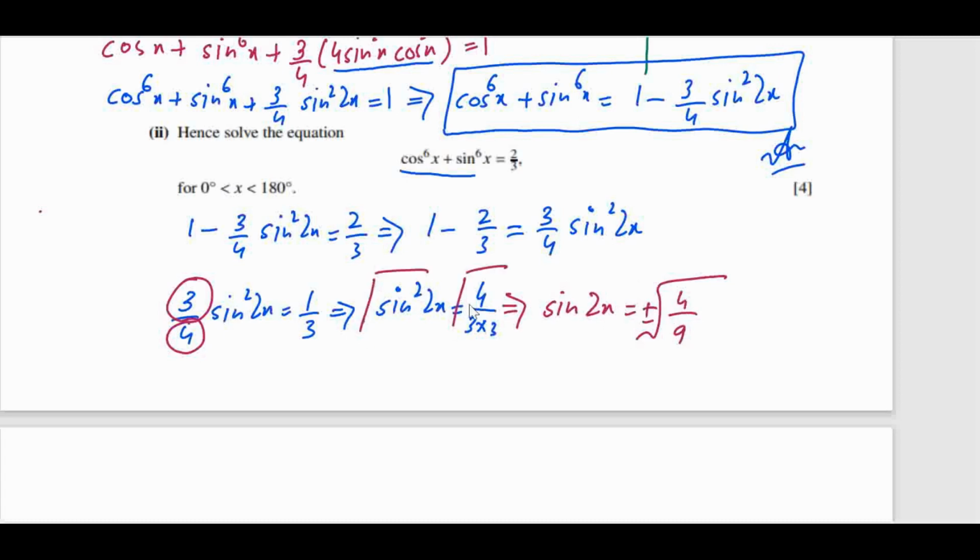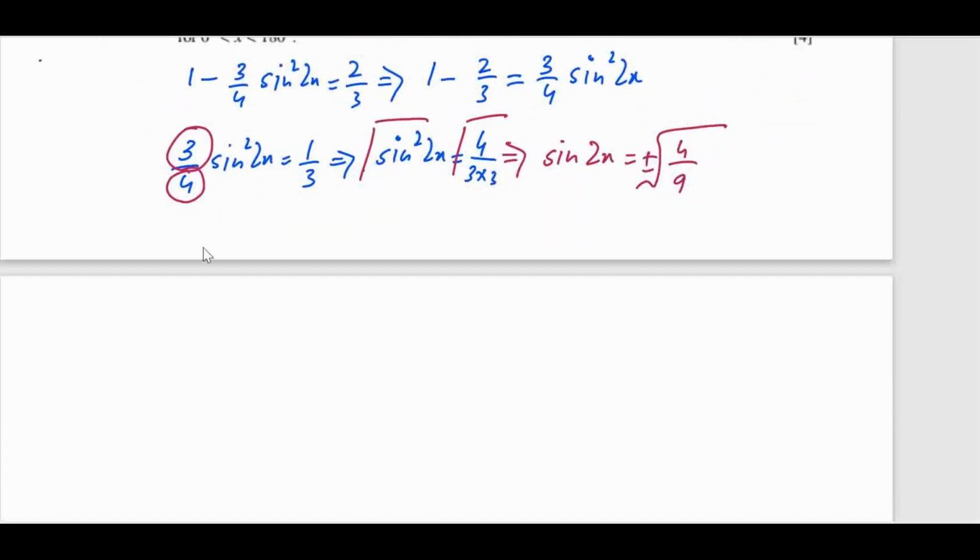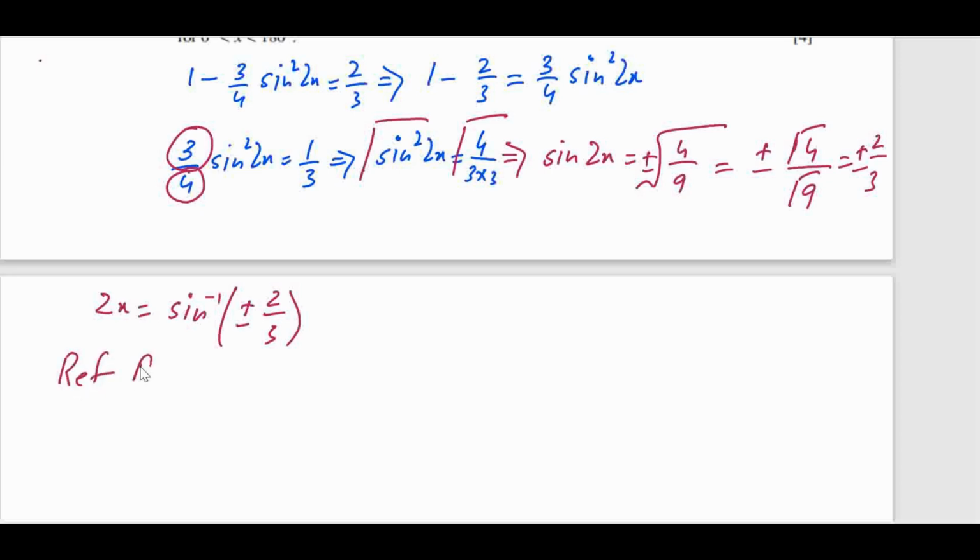And here we will have the final answer that 2x will be equal to sine inverse of plus minus 2 by 3. The reason is that if we simplify it, this will be 4 by 9, which means plus minus 2 by 3. Now let's find out the reference angle.